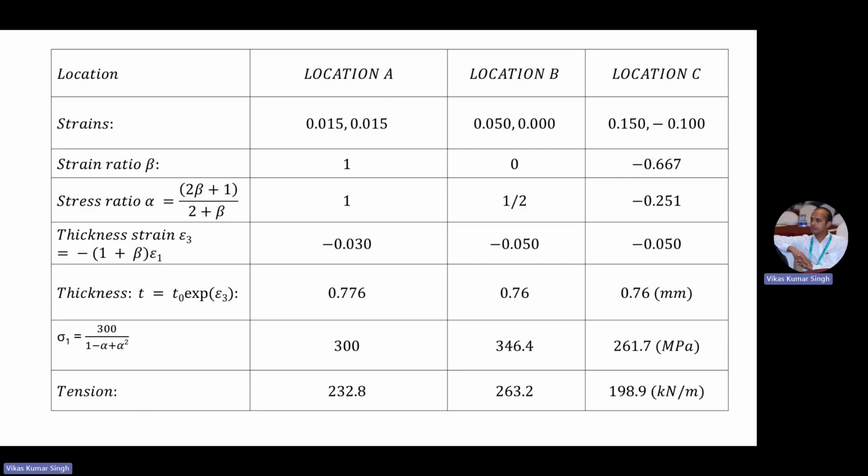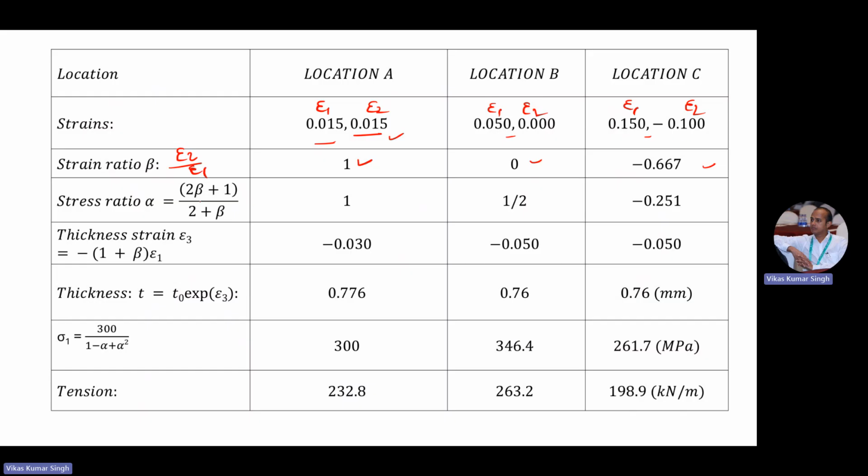So all the calculation is here. You can see in the first case, this is epsilon 1 and epsilon 2, and we can calculate epsilon 3. Here also it is given plane strain. This one was given biaxial stretching, this one was given plane strain, and this one strain ratio was given. This one is again epsilon 1 and epsilon 2. So beta is nothing but epsilon 2 by epsilon 1. So this value will be 1, this value will be 0, and similarly this value will be negative. Just divide this, and then we can get the alpha value.